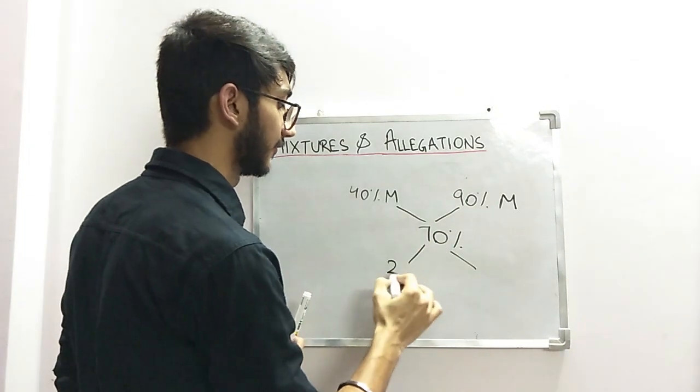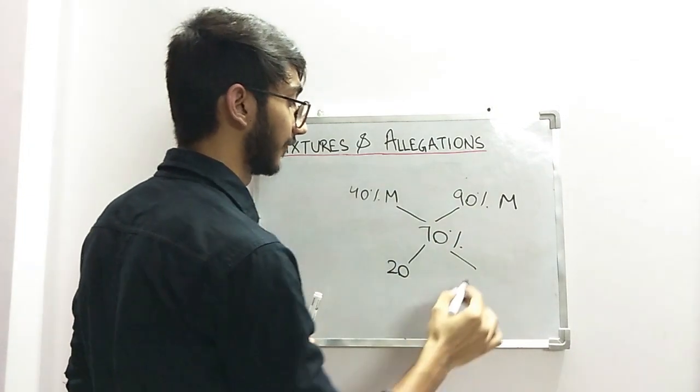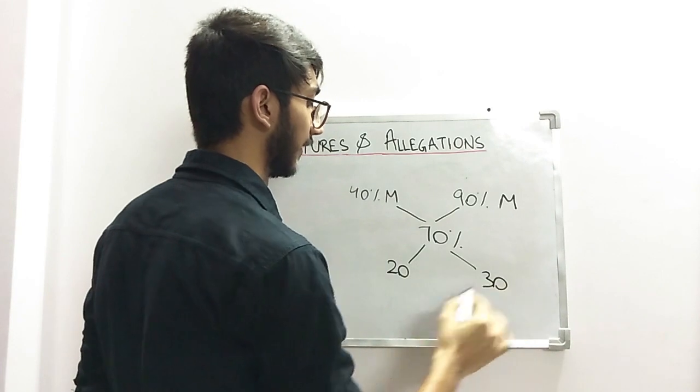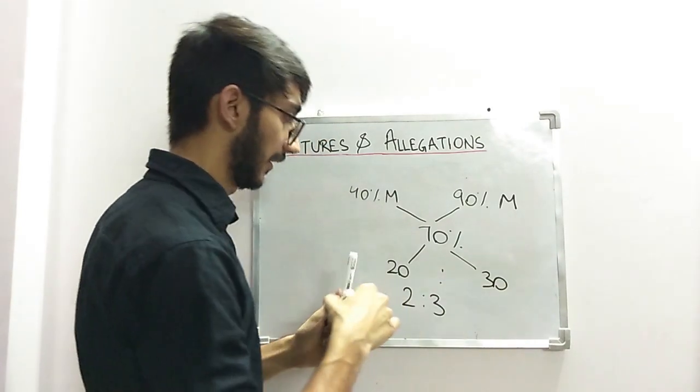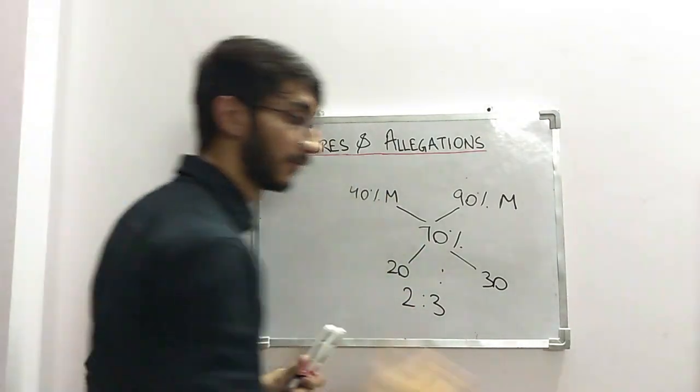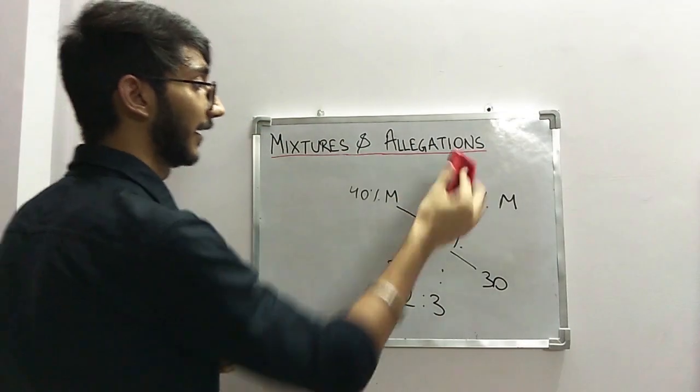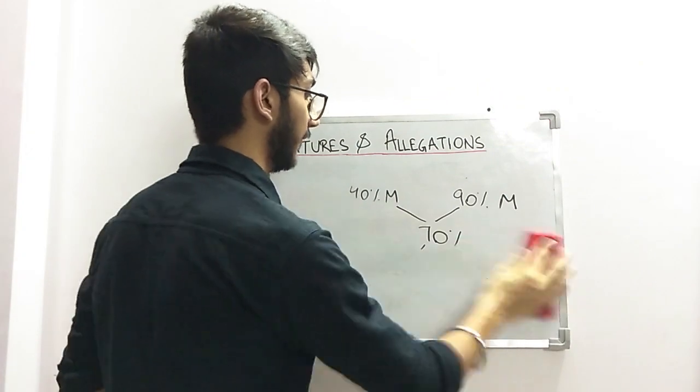90 minus 70 is 20, 40 minus 70 is 30, right? So the ratio will be 20:30 or 2:3. And if you remember, the ratio was also 2:3. We had 10 and 15 liters of milk, right?